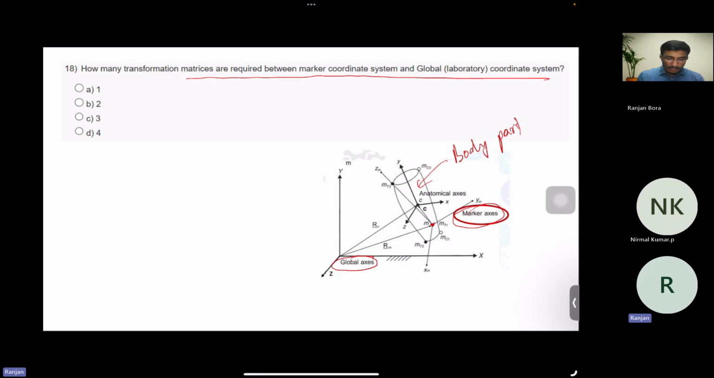So one transformation we require is from the global coordinate system to the marker coordinate system, and the second transformation we need is from the marker to the anatomical coordinate system. So we require two transformations.